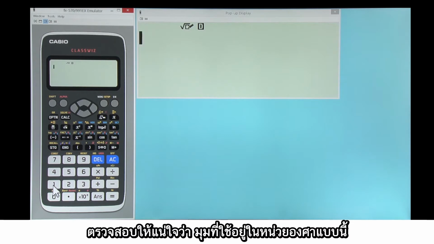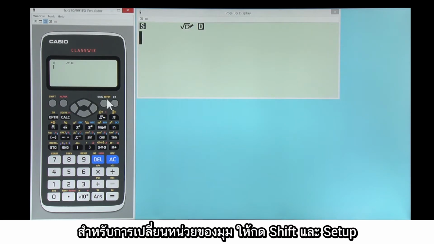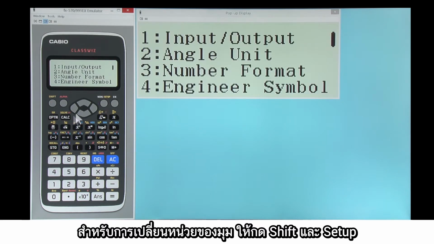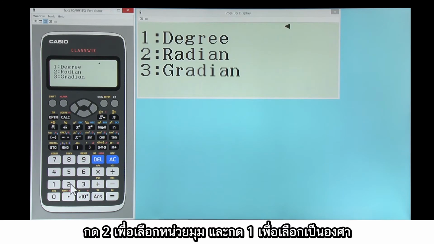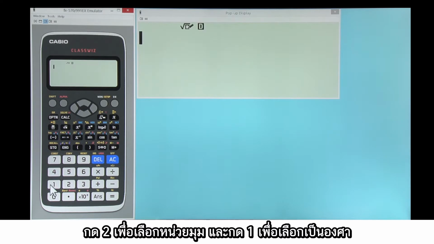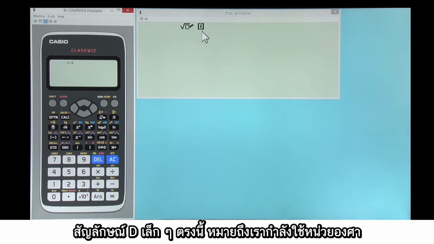Make sure that the angles are measured in degrees as shown up here. To change the angle measurement, do Shift and Set Up, number 2 for the angle unit, and choose number 1 for degrees, and the small d symbol up here tells us that it's degrees.